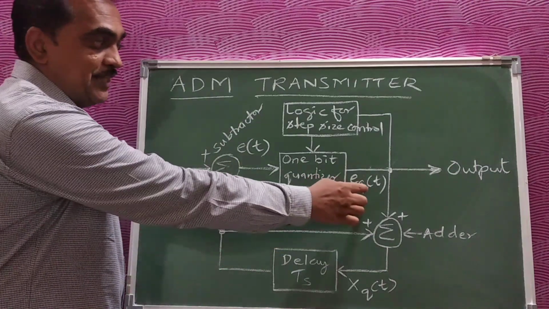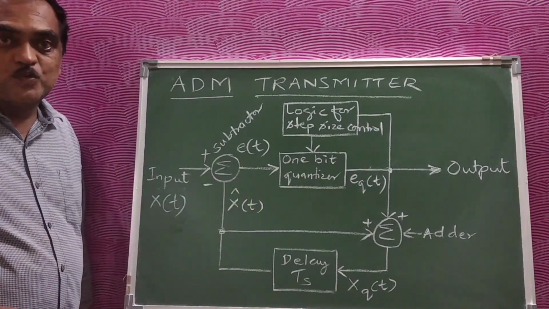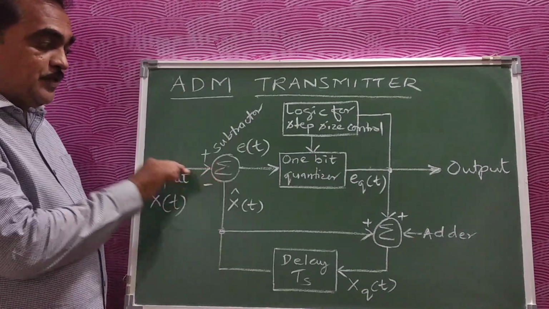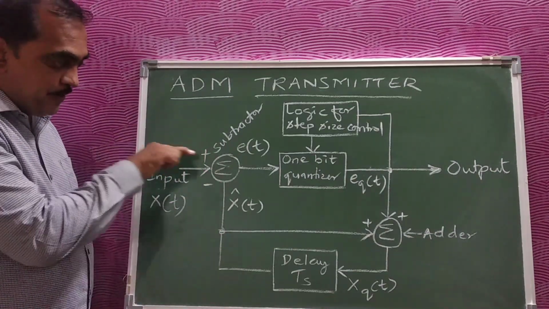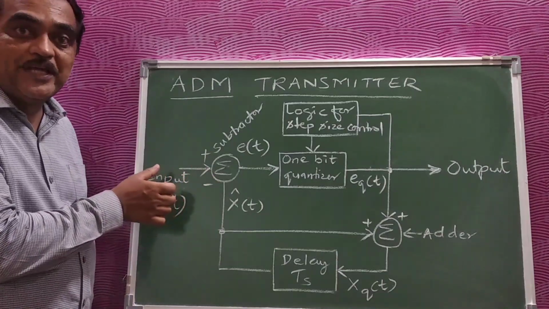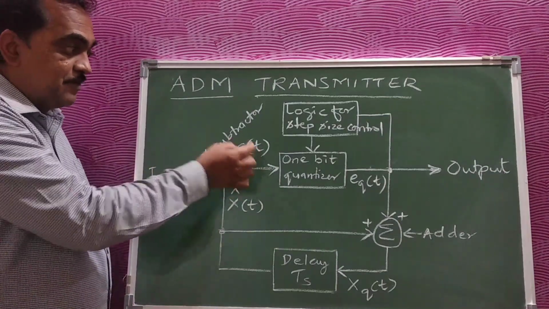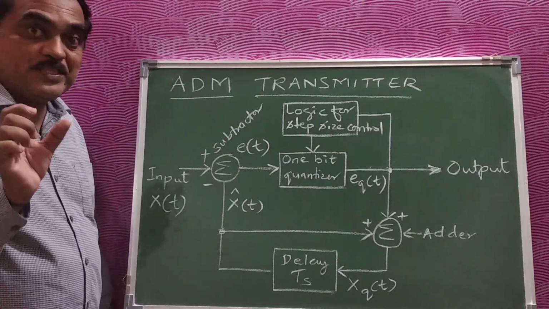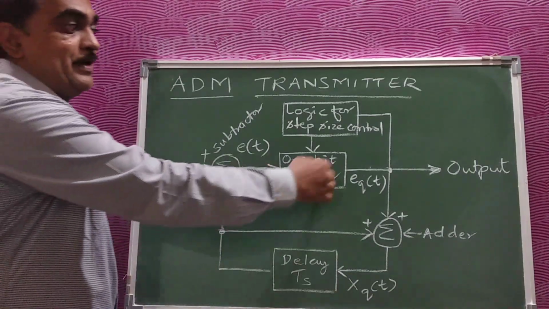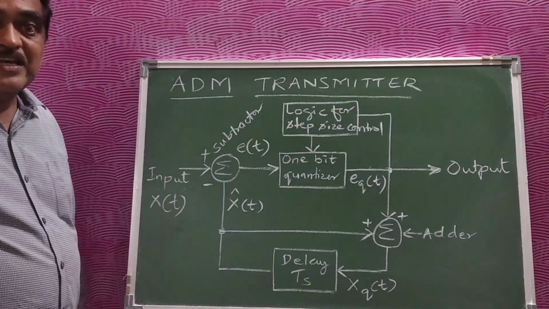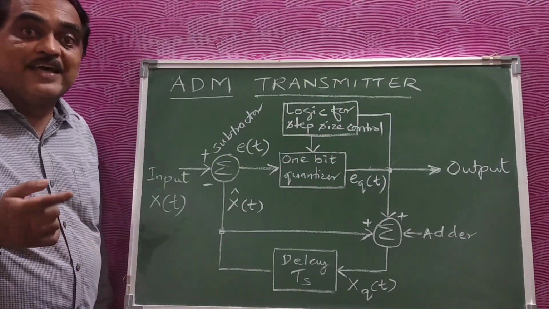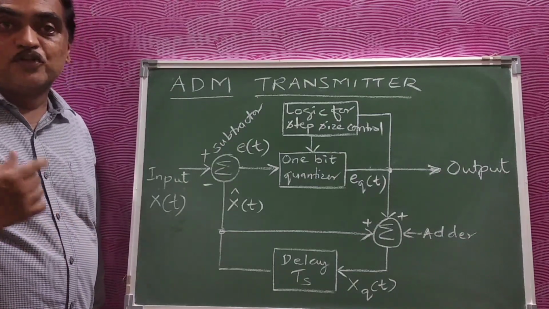Depending upon the error and the previous value, you are going to get this value x cap t, which is compared with the present value. Then, the present value and previous value, you take the difference, and that difference will be quantized for 1 bit per sampling period, and that will be encoded and given. If the error is positive, it will be given as logic 1. If the error is negative, it will be given as logic 0.